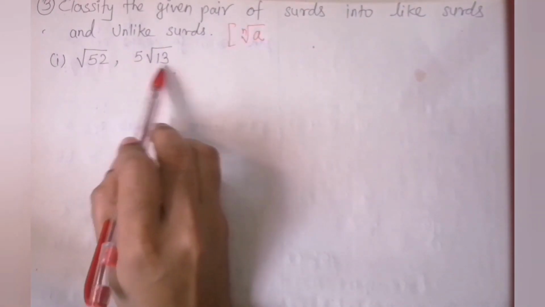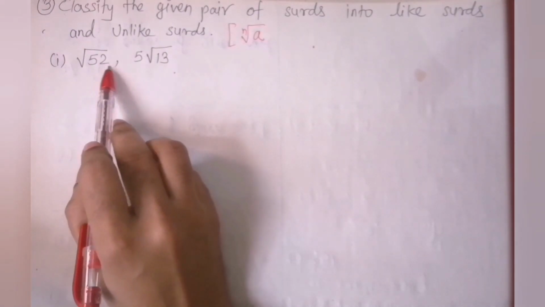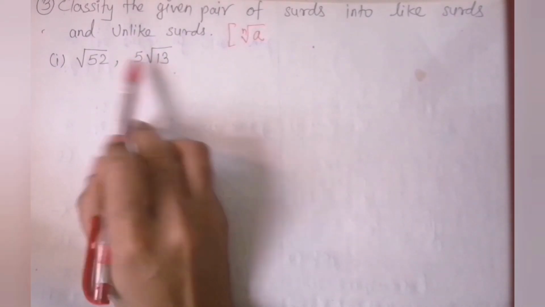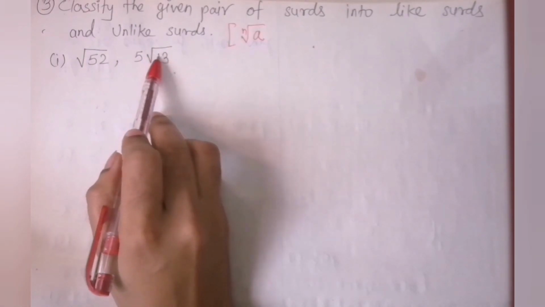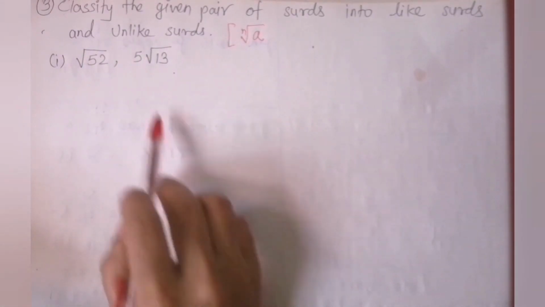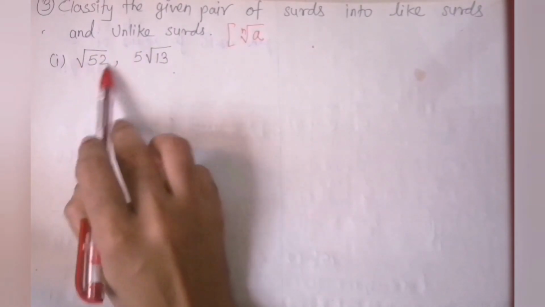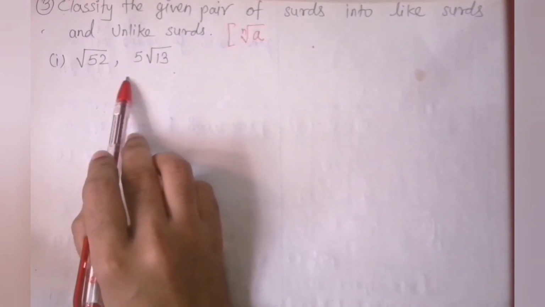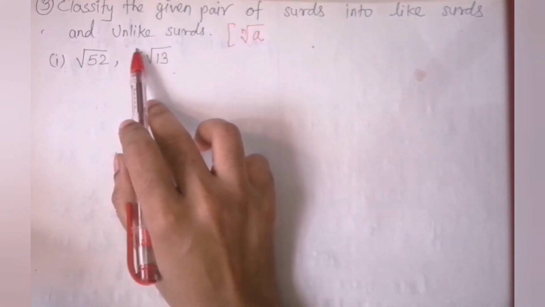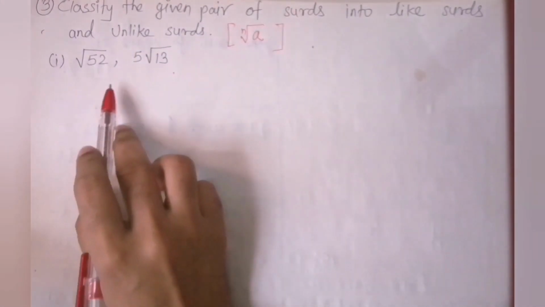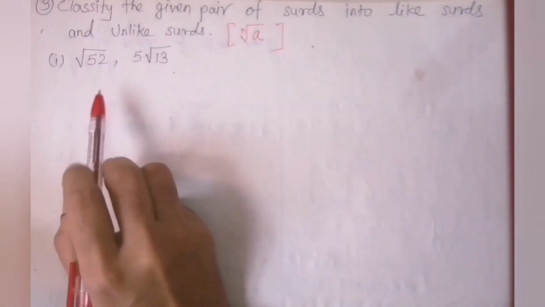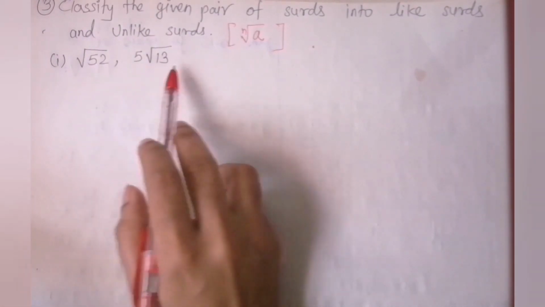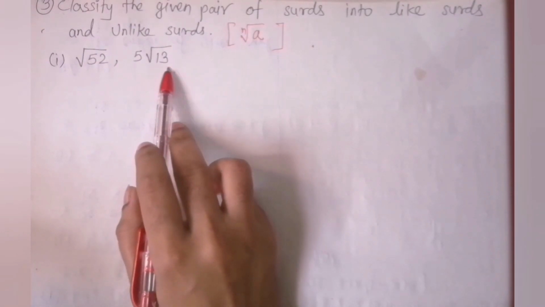So what do we call a like surd? When we solve and get the final answer, if the radicands are the same and the order of the surds is the same, then it is a like surd. If not, then it is an unlike surd. Clear? So let's start to find out whether this is like or unlike. First we find out the factors. We can find the factors of 52, and the factors of 13 we cannot find out because it is an odd number.